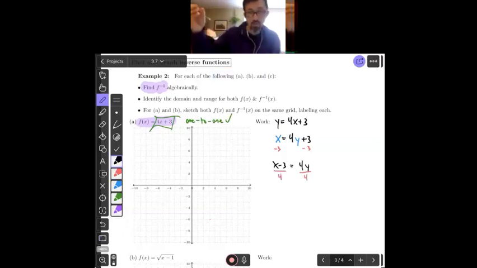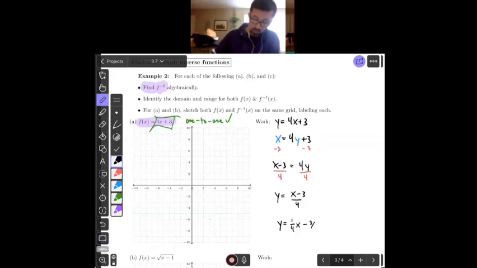So I noticed that on the right side, the y is going to be by itself now. So I'm going to go ahead and kick it to the left side. So I get x minus 3 over 4. You guys could leave it this way and be fine. I probably would suggest that you rewrite it, since this is a line, into slope-intercept form so you can make more sense of it. 1 over 4x minus 3 over 4.